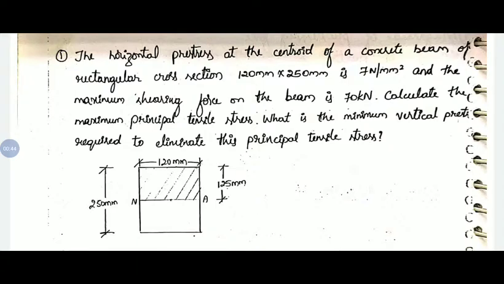So here it is given a rectangular section with 120 by 250 mm dimensions, and the horizontal pre-stress you are applying is 7 Newton per mm square and a shear force of 70 kilonewton. We need to find out the maximum principal tensile stress and the minimum vertical pre-stress required to eliminate that principal tensile stress.